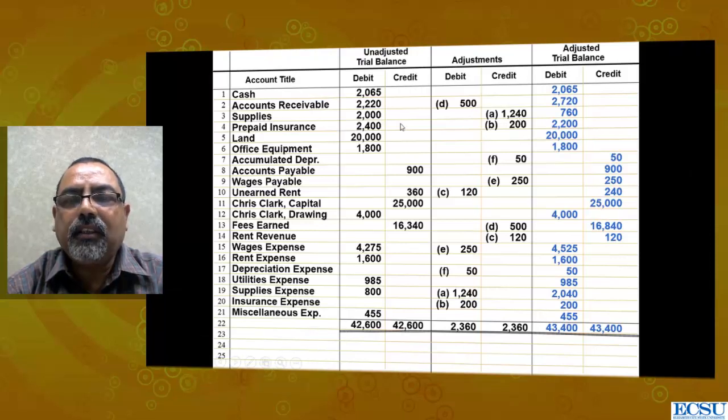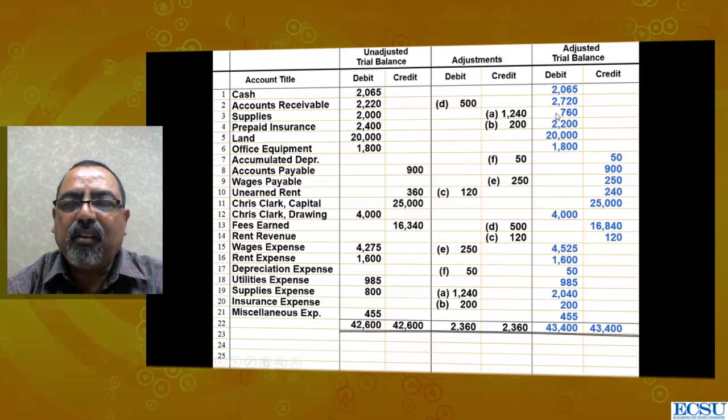But in the case of supplies, it's 2000 debit and a credit of 1240. So this is a debit and a credit, so I need to subtract, take the difference between the two amounts and write it in the column which has the greater value. So in this case 2000 is greater than 1240, therefore in the adjusted trial balance, I'll be calculating 760. Now I calculate the total and then see that they are the same. They should be if we have done everything correctly.